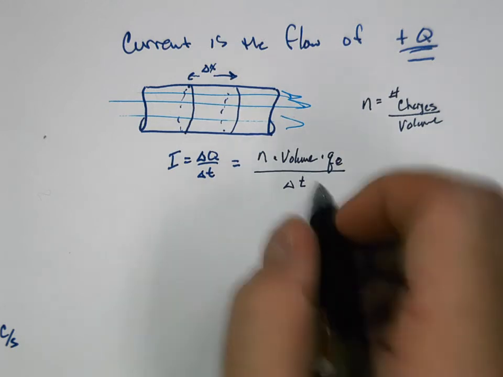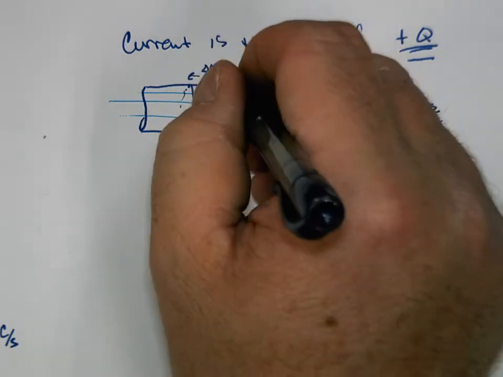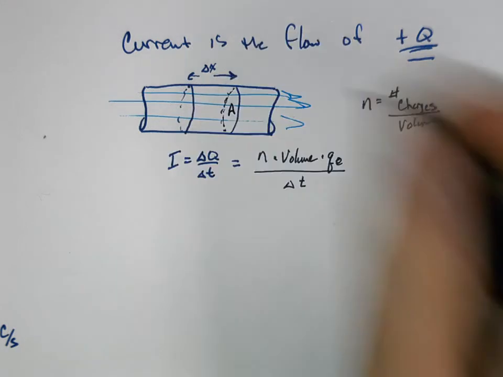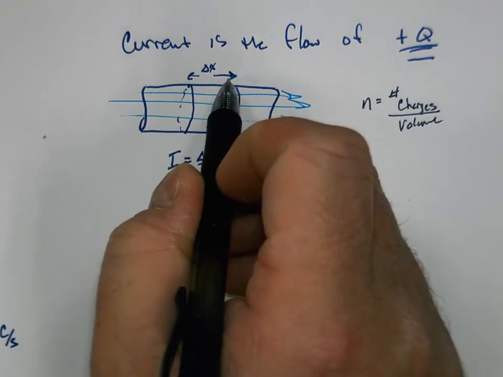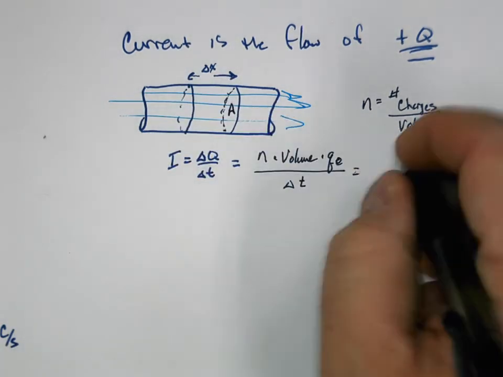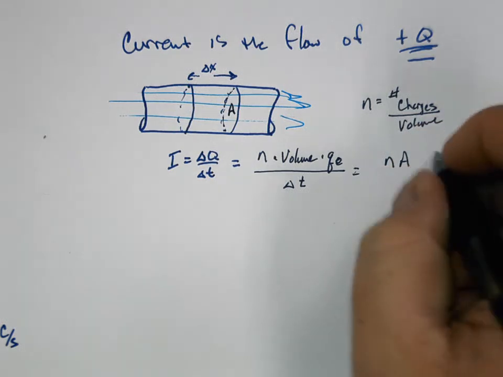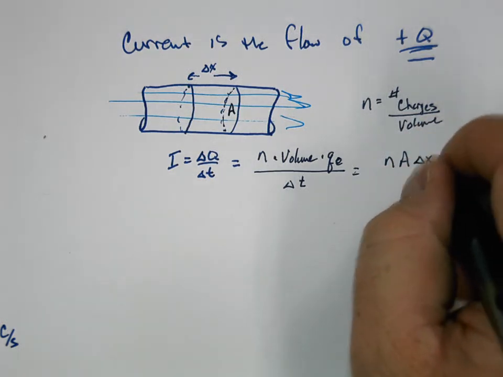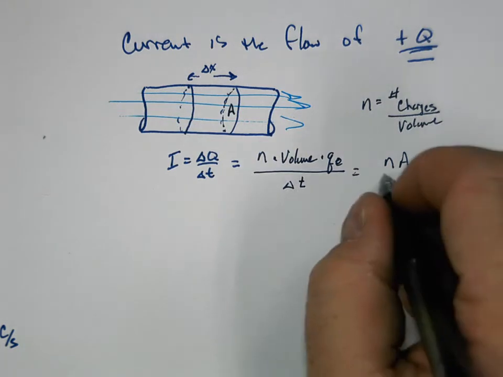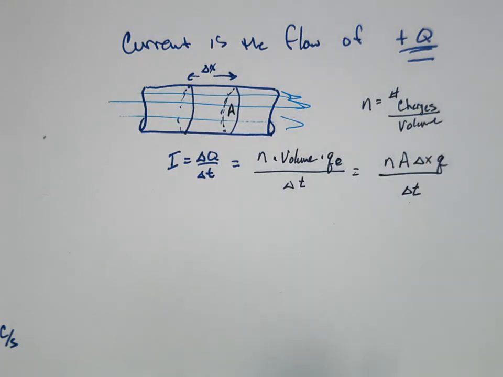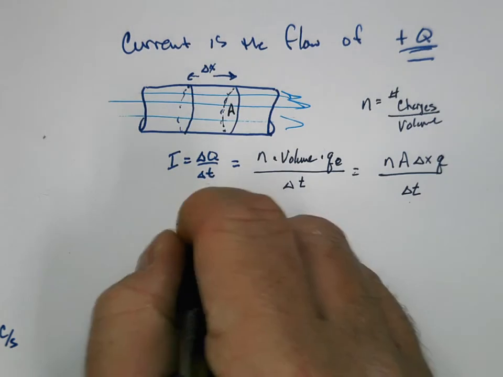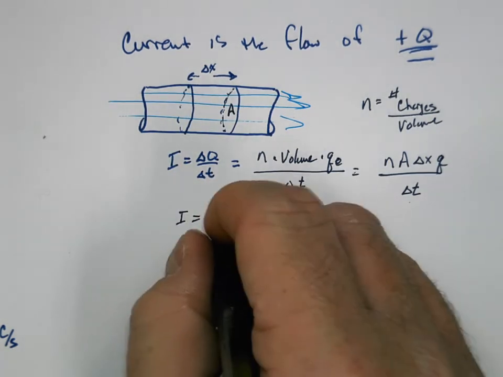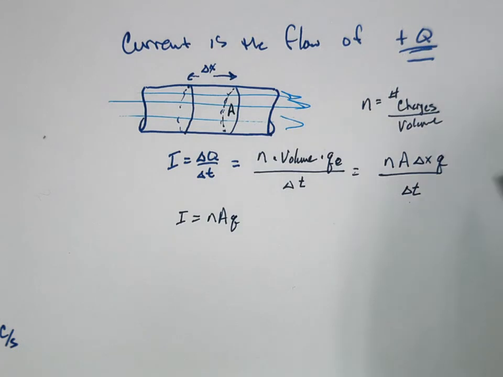Now, this volume here, if this circle right here is cross section A, and this is our distance delta x, then this volume becomes N A delta x Q, right? Q on electron divided by delta T. Does that make sense? Yes. Okay. So we're going to rearrange this, and I'm going to write our current as I equals N A Q. And then what do we have here?